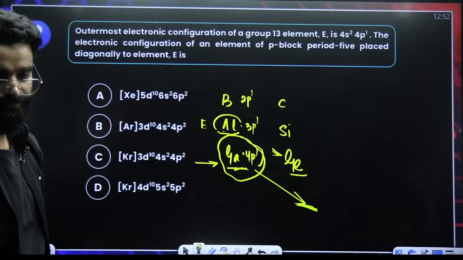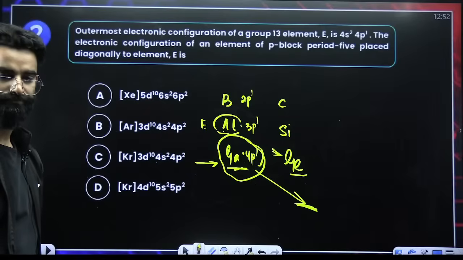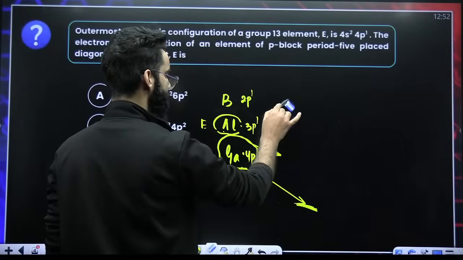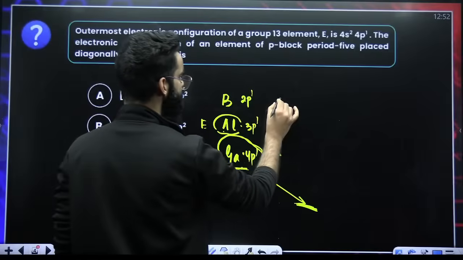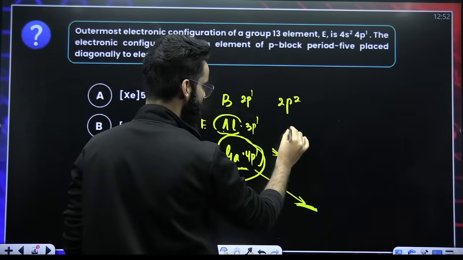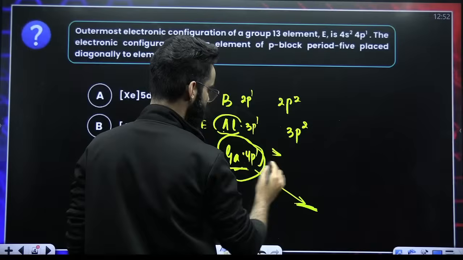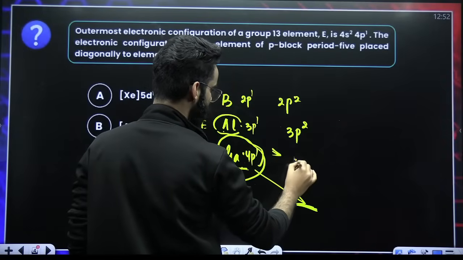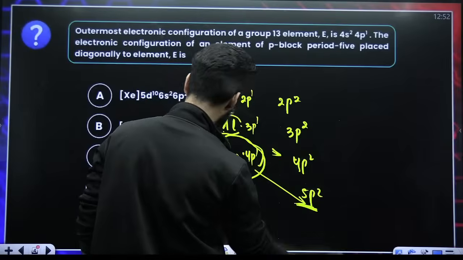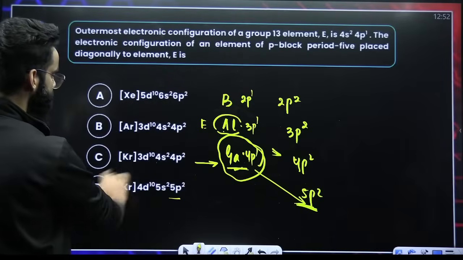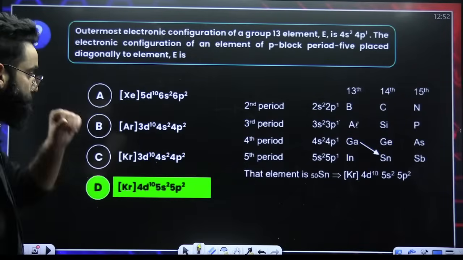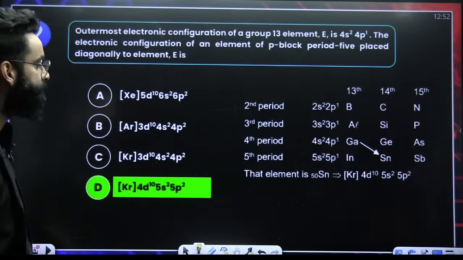Is it 10? If you do not remember the elements, you can do it like this. If this was 2p1, then this is 2p2, that means carbon. This was 3p1, this will be 3p2. Then 4p1, 4p2, 5p2. So where is 5p2? Got it? Perfect.